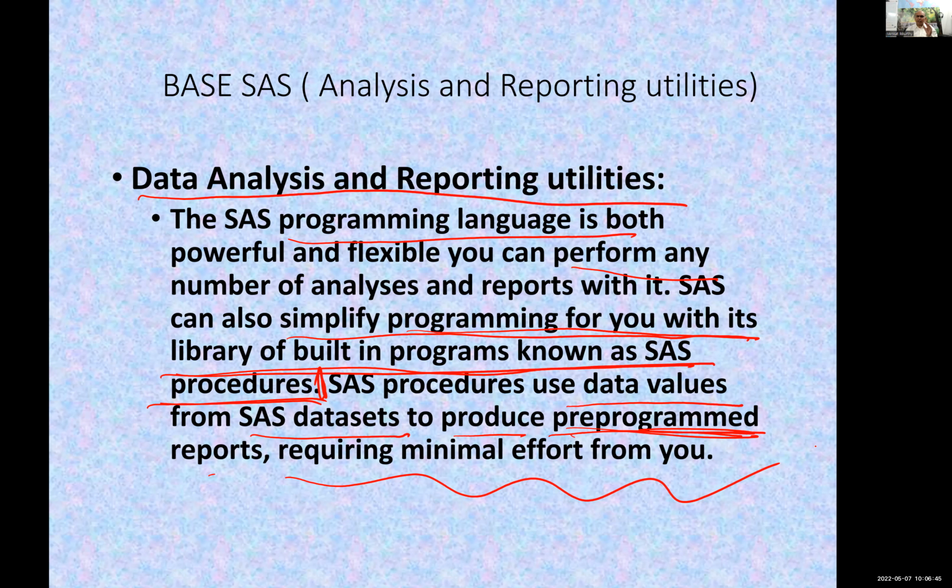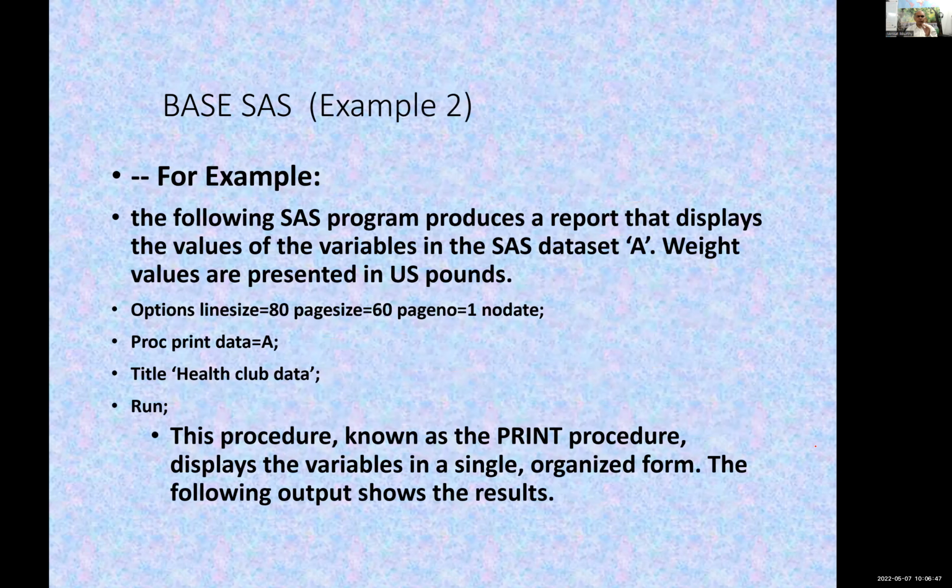Okay. So, data analysis and reporting utilities. Previously what I did is, it is like a data set. Now it is options: line size, page number, and no date. These are all different options. Proc print data is equal to A. Title health club data. You need to specify the title also here, and a run statement.